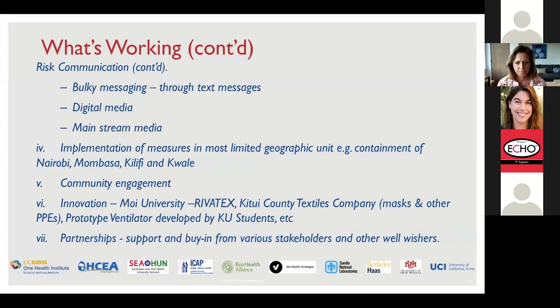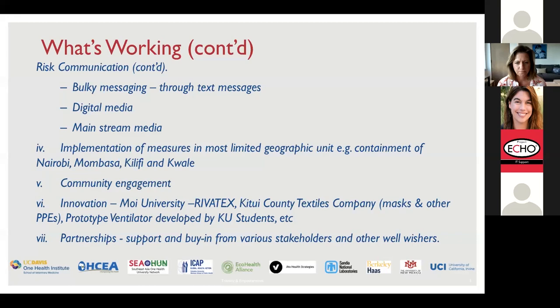We also have implementation of measures in the most limited geographic unit. For example, like I mentioned, the containment of Nairobi, Mombasa, Kilifi, and Kwale in a manner to indicate that you cannot move out of or into these counties, so as to see if we can limit the spread of the disease to other areas that are not yet as affected as these counties. Then we have community engagement. Various community groups have been engaged in the preventive measures of COVID-19.